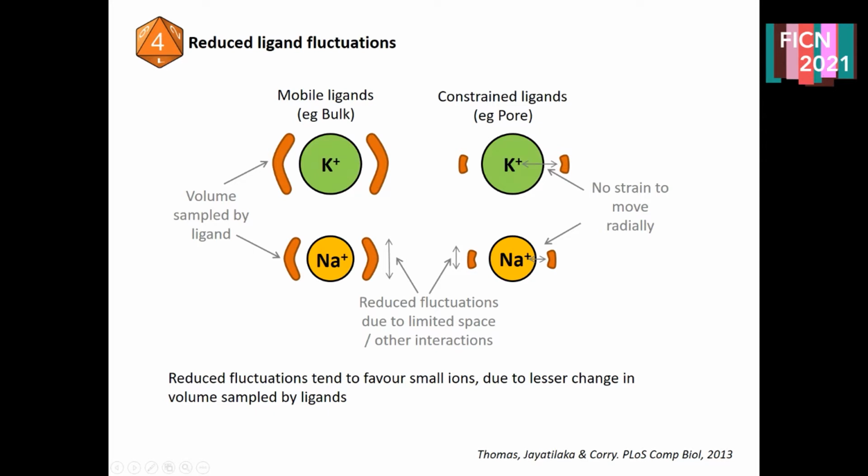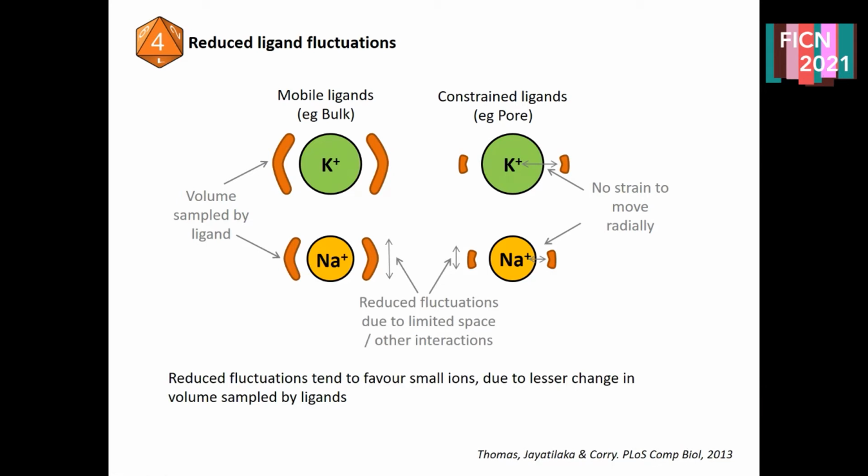Now, if we move that ion into the pore, here our ligand is a bit more constrained in how it can move. It's attached to the rest of the protein. There's perhaps less space and flexibility. And so that ligand may only be able to occupy a smaller volume or fluctuate around in a smaller volume.